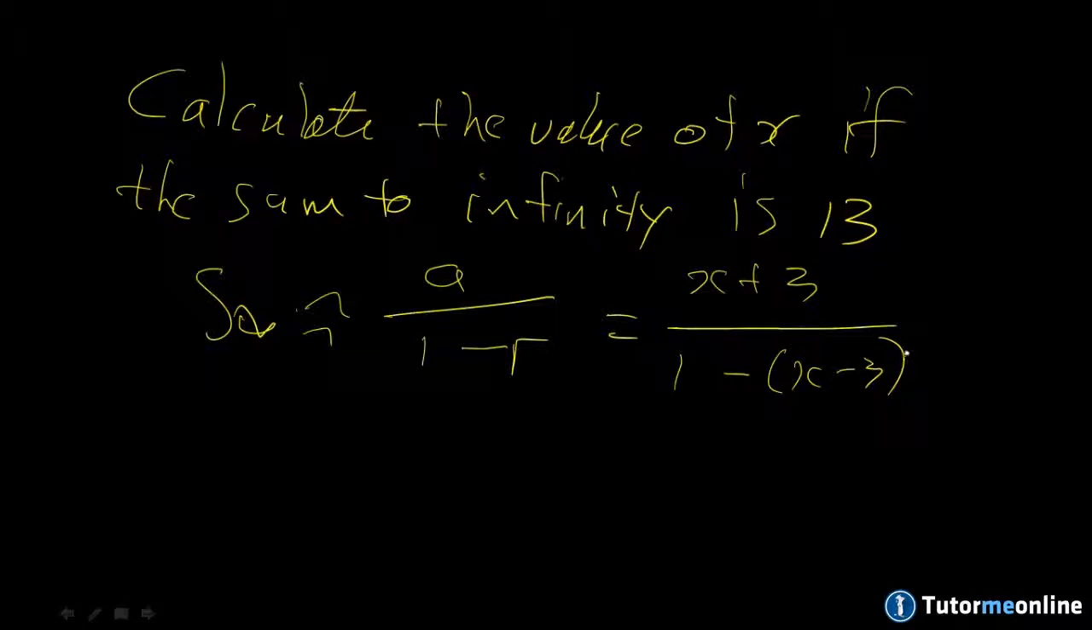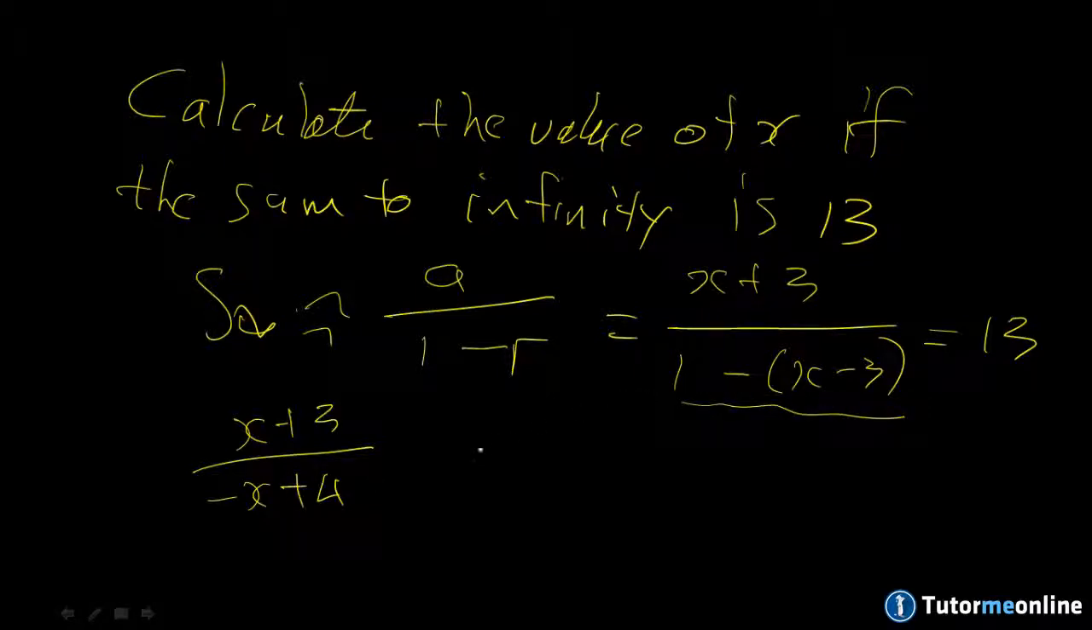And if we say the sum to infinity is 13, then S infinity is equal to 13, then this must be equal to 13. If we simplify this equation, we say x plus 3 over minus x plus 4, we've just simplified this part of the equation, is equal to 13. And then if I multiply the left side of the equation by minus x plus 4, I must do the same on the right hand side. So I will have x plus 3 is equal to minus 13x plus 52.